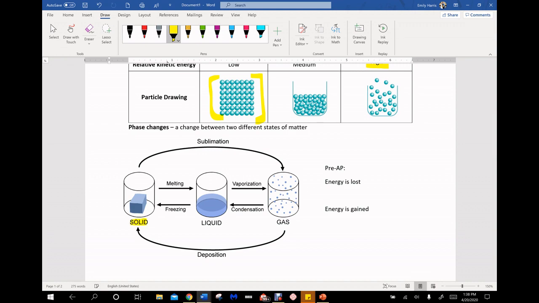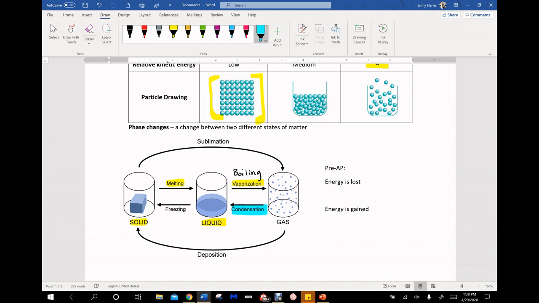So going from a solid to a liquid, that's called melting. A liquid to a gas is vaporization, or you may hear this sometimes referred to as boiling. That's the same thing. All right, but note, vaporization is not the same thing as evaporation. Vaporization and boiling occur at a specific temperature, the boiling point, while evaporation doesn't have to be at that same temperature to occur.